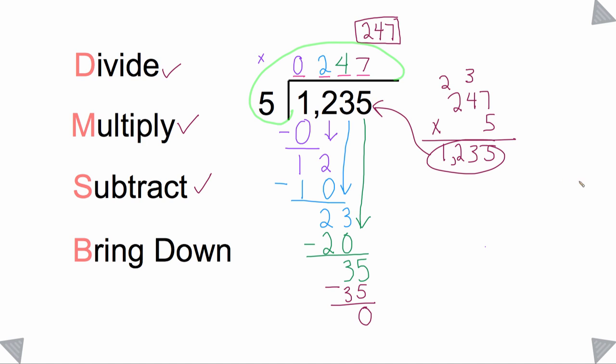They match up perfectly, so we did this problem correctly. Let's go to the next.